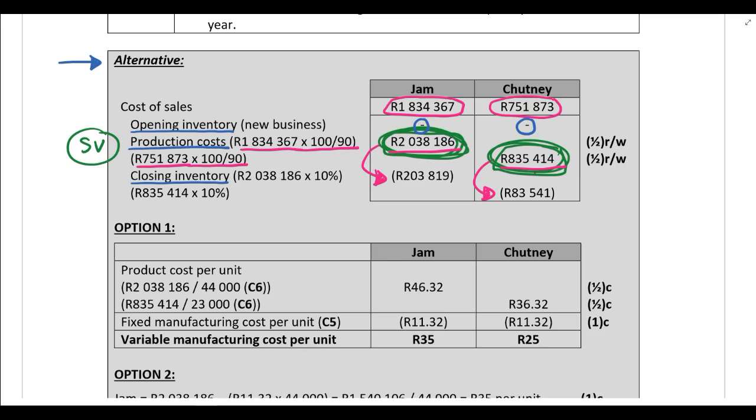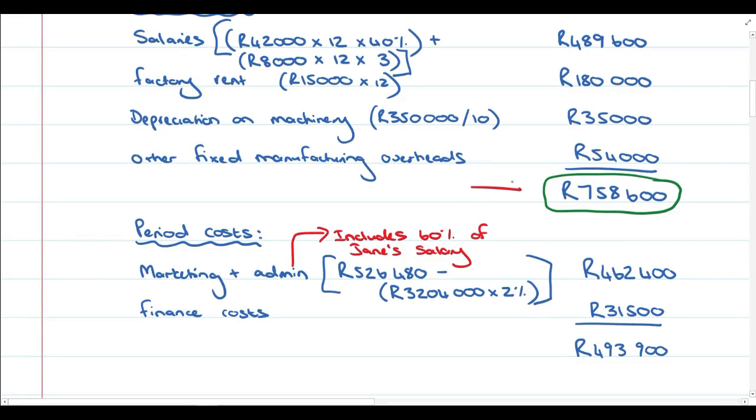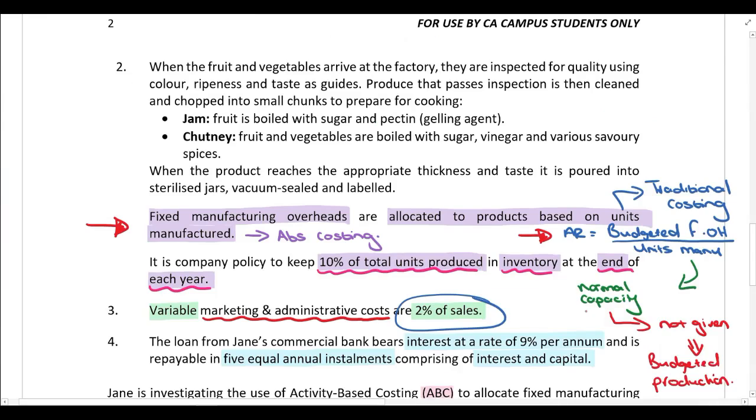So how are we going to split the fixed production cost between the two different products? If you go back to the information provided in the scenario, you were told that fixed manufacturing overheads are allocated to products based on units manufactured. So you'll remember we said that means you are going to calculate the allocation rate by taking the budgeted fixed overhead. Now we already have the budgeted fixed overhead. There's the budgeted fixed overhead. And you need to divide by units manufactured.